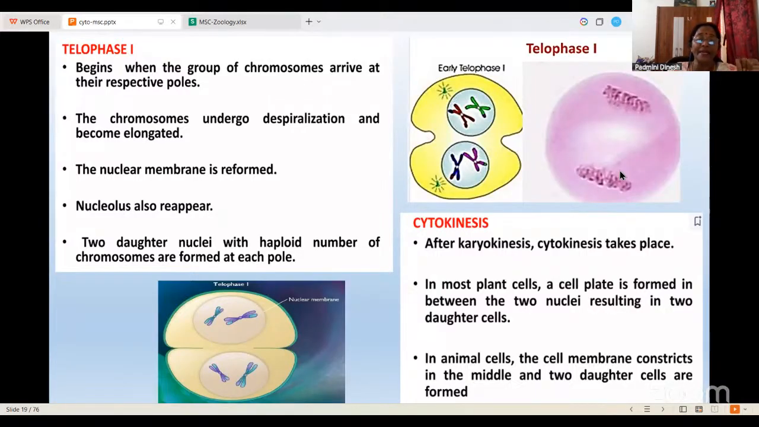Now, still, these are not completely divided. If you remember, from 96 they have become 92, and now 46 over here.